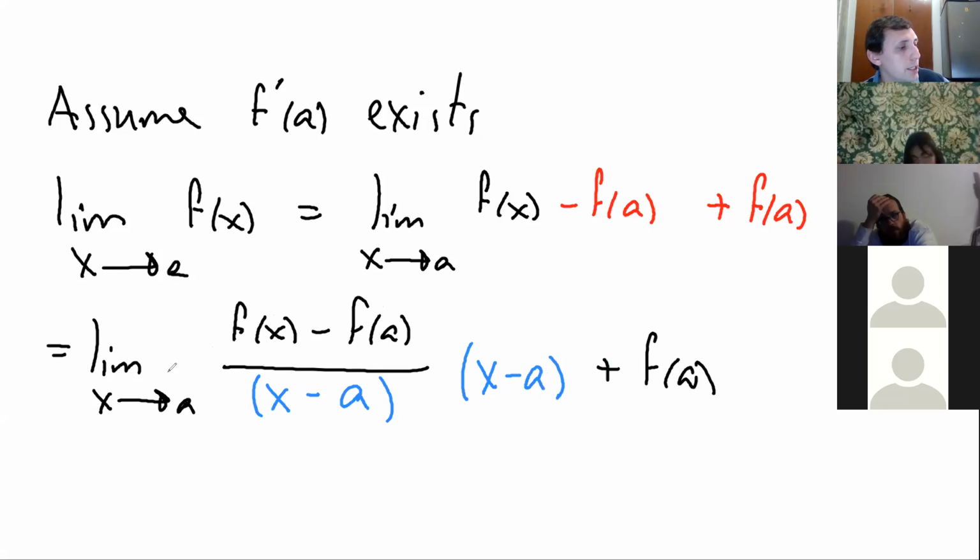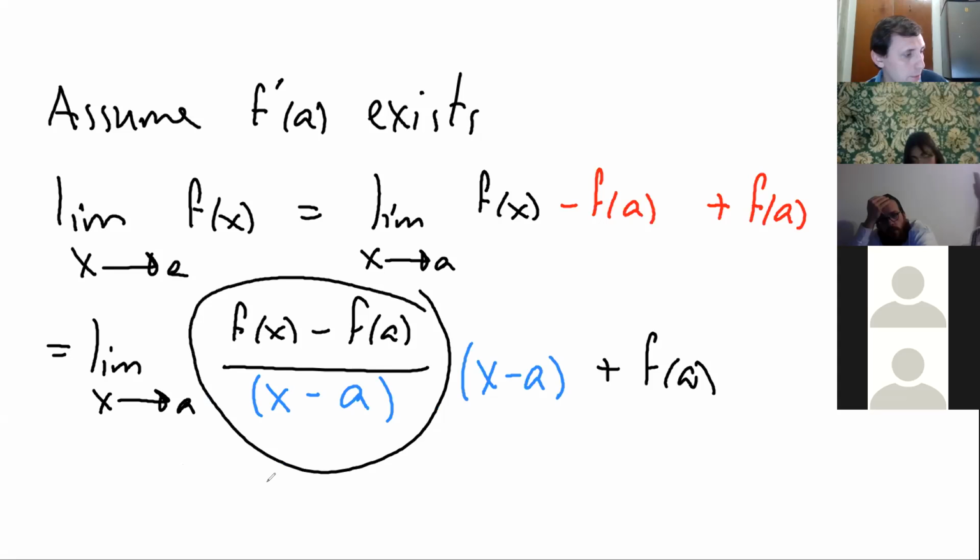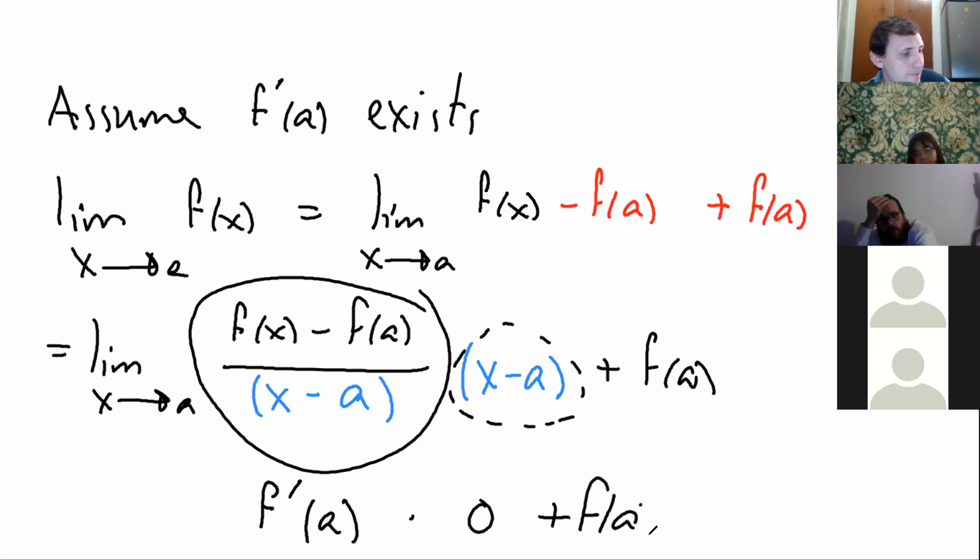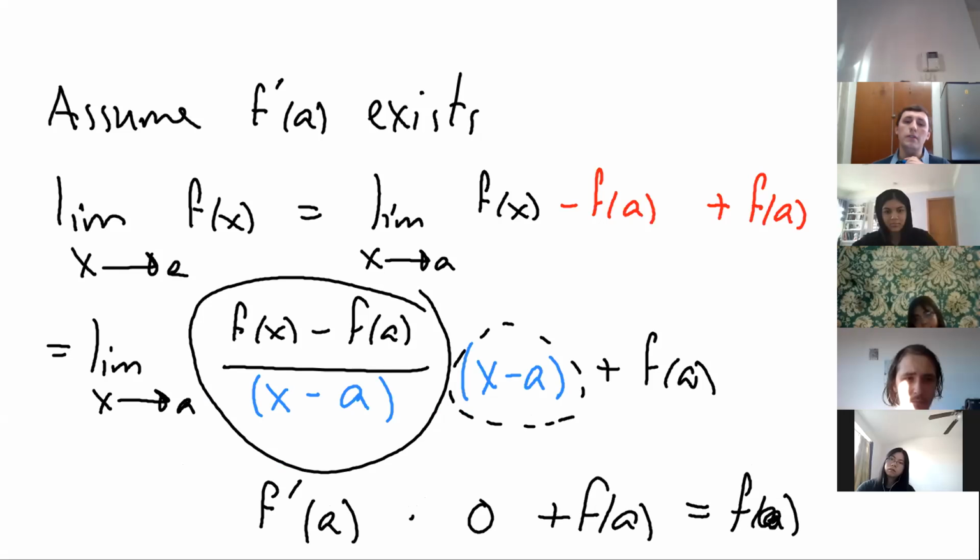Now, what would that limit be, guys? This limit here is a limit of a product. This limit becomes f prime of a. This limit here becomes 0. So it's f prime of a times 0 plus f of a, which is f of a. You understand what I just did, guys? Without any visuals, I proved that the formal definition of continuity is established from the definition of differentiability.